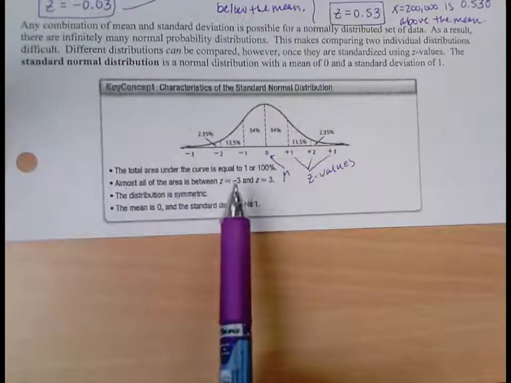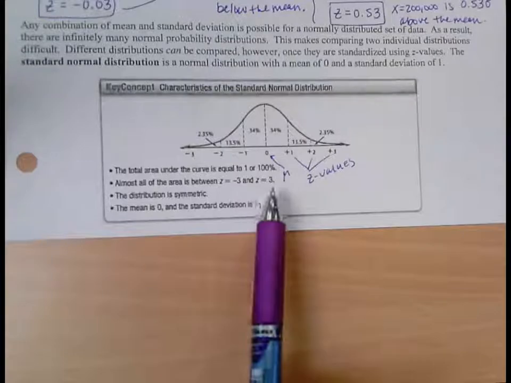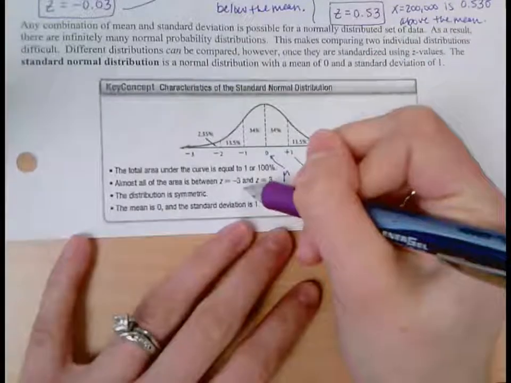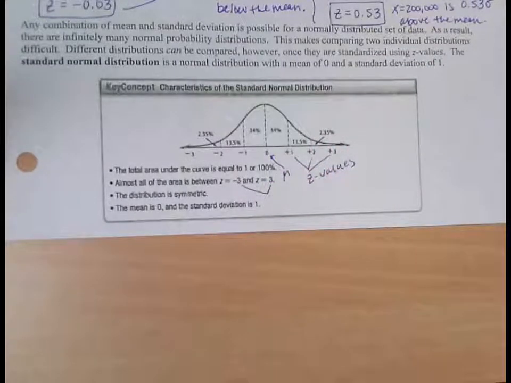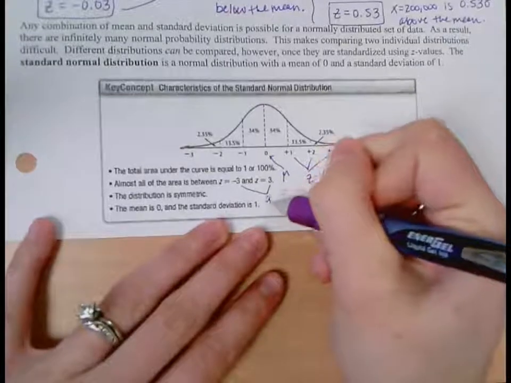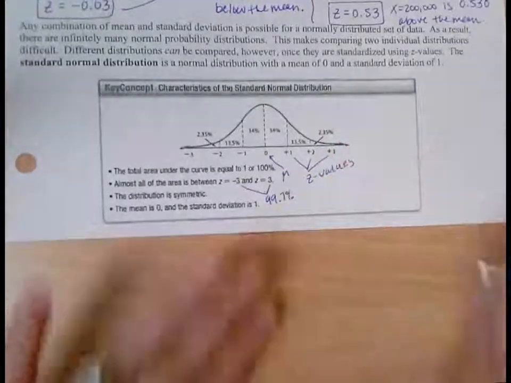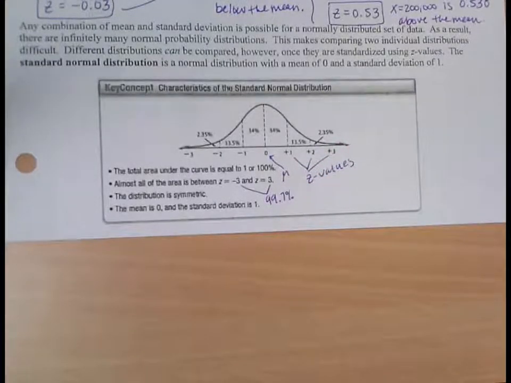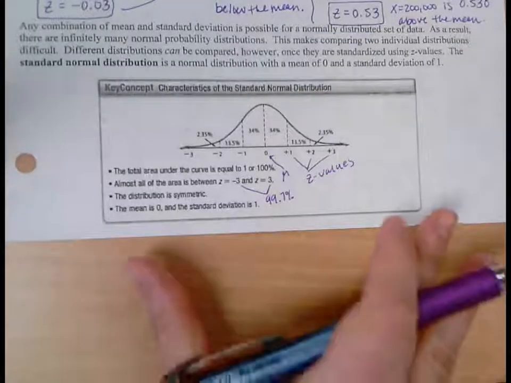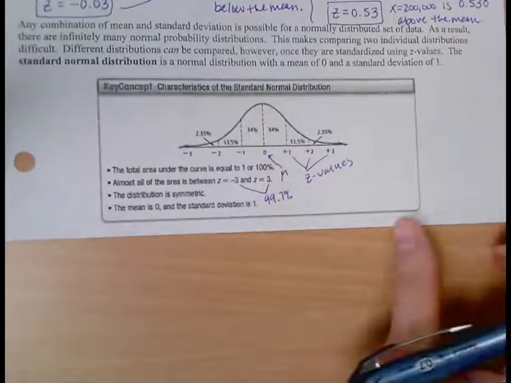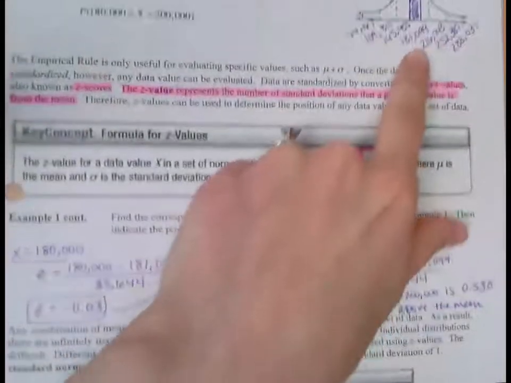Almost all of the area is between z equals -3 and +3. That's 3 standard deviations on either side of the mean, so that's 99.7% of your data from what we talked about yesterday. Symmetric distribution, mean is 0, standard deviation is 1. Okay, so again, we're kind of building to actually find that probability we were looking for up here.